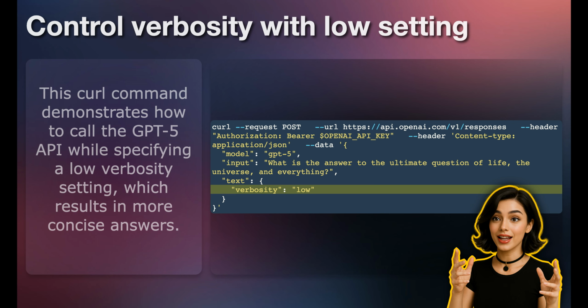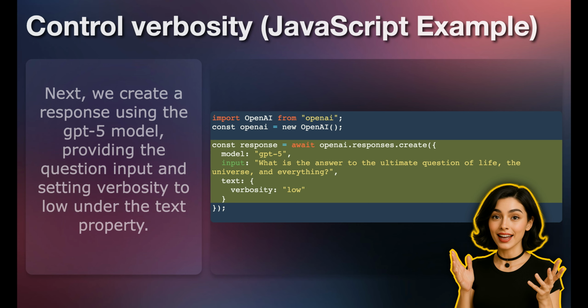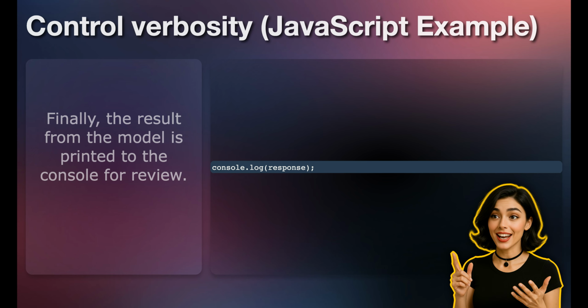This curl command demonstrates how to call the GPT-5 API while specifying a low verbosity setting, which results in more concise answers. We start by importing the OpenAI library and initializing it for use in our application. Next, we create a response using the GPT-5 model, providing the question input and setting verbosity to low under the text property. Finally, the result from the model is printed to the console for review.